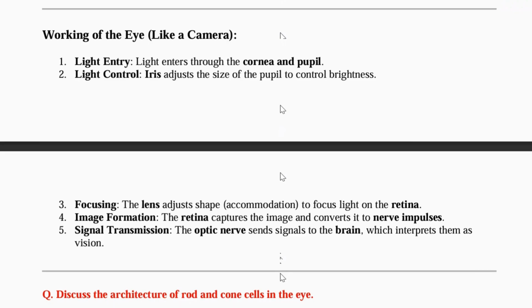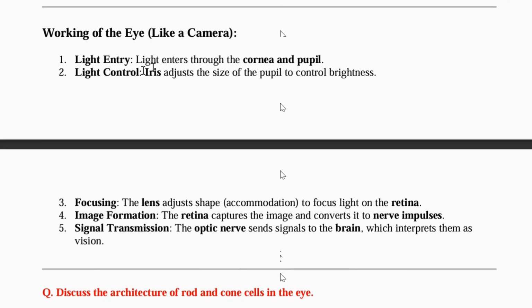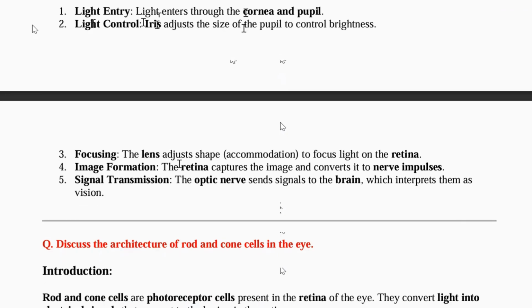Next, working of an eye, like eye and light entry. Light enters through the cornea and pupil. Light control: iris adjusts the size of the pupil to control the brightness. Focusing: the lens adjusts its shape and focuses on the retina. Image formation: the retina captures the image and converts it into nerve impulses.